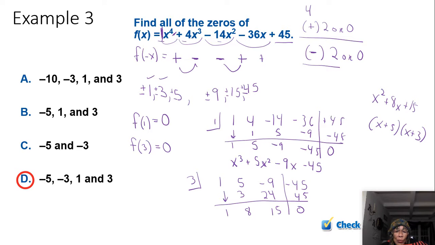My 2 positive real roots are 1 and 3, and my 2 negative real roots are negative 3 and negative 5. So well, I hope you can do that. And if you can't, well, don't worry. I will provide multiple opportunities for you to practice before you have to do it on a test.